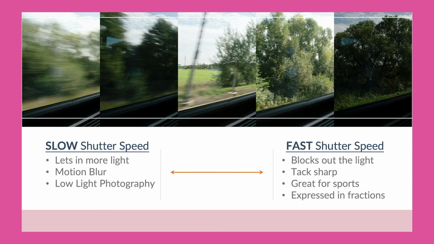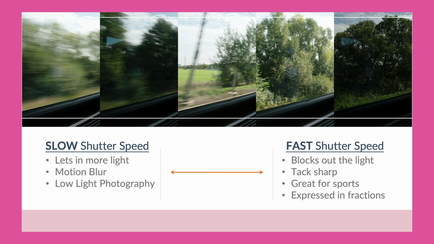Now let's talk about kind of what a slow shutter speed does and what a fast shutter speed does. And I've used these train pictures. So I was actually on the train and I was just in shutter priority. So I would just change the shutter, take the picture, change the shutter, take the picture. And so the pictures are all different because obviously I was traveling through the countryside. But you can see the difference that adding a little motion makes.